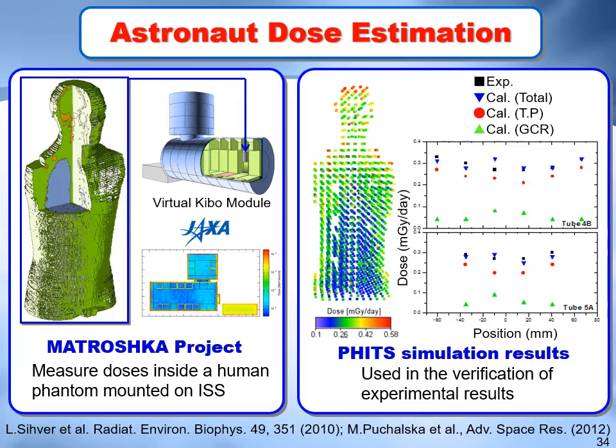Next, a few slides, we will introduce the space applications of PHITS, and the first one is the astronaut dose estimation. In the last 2 decades, several space agencies conducted the Matryoshka project, which measured doses inside human phantom mounted on the International Space Station including JAXA's Kibo module, and PHITS was used in the verification of experimental results.